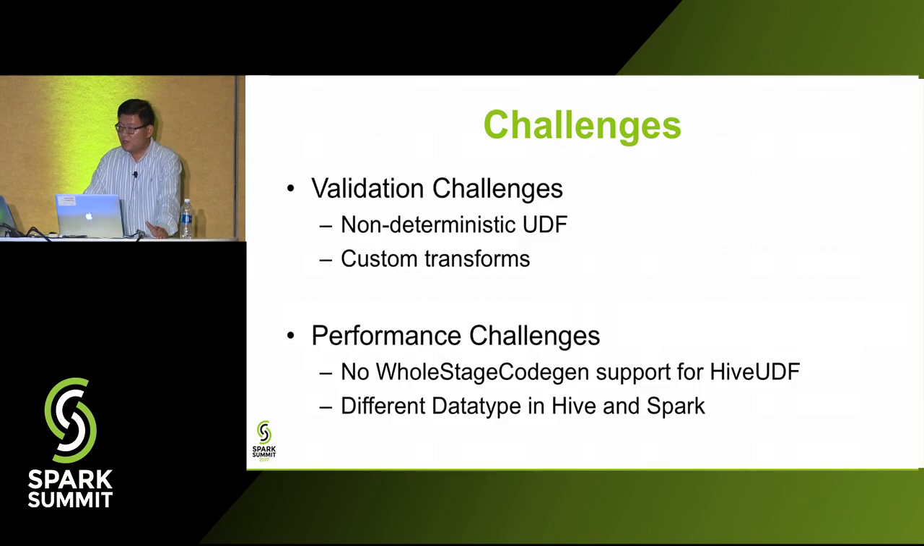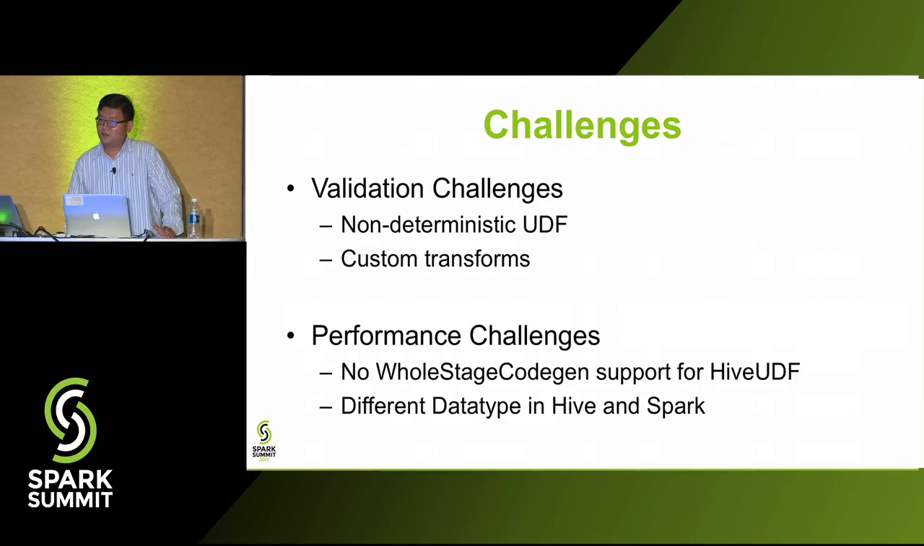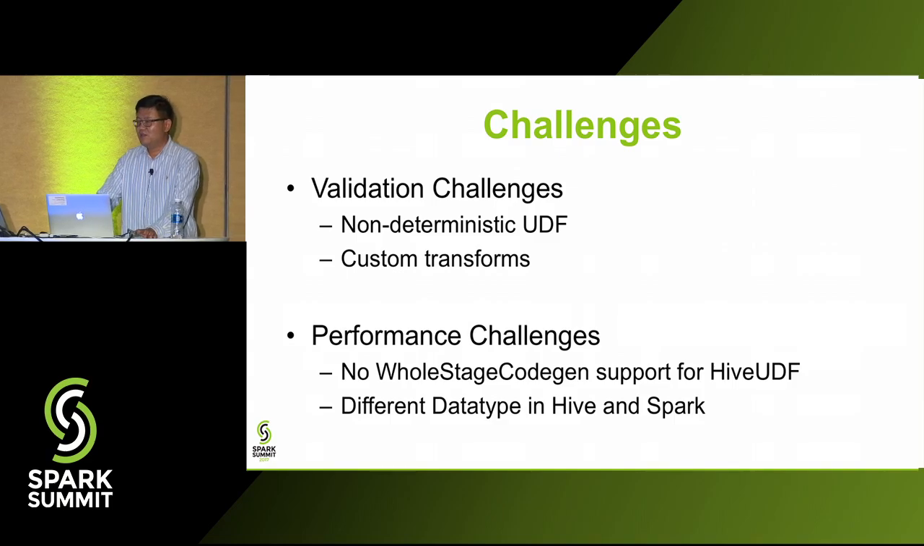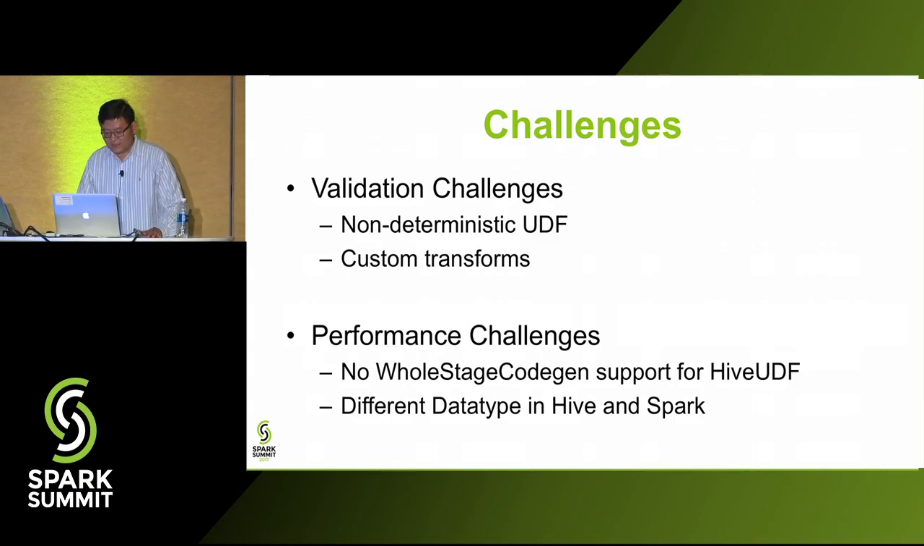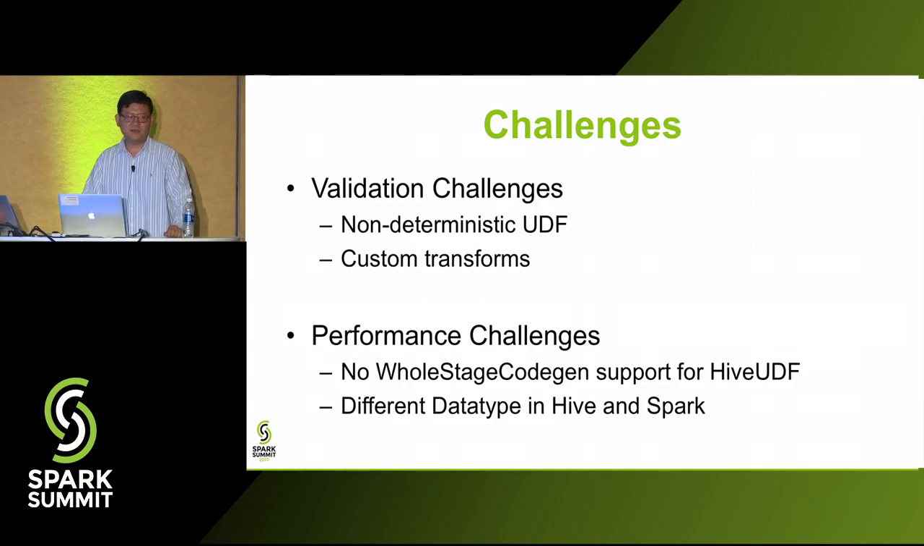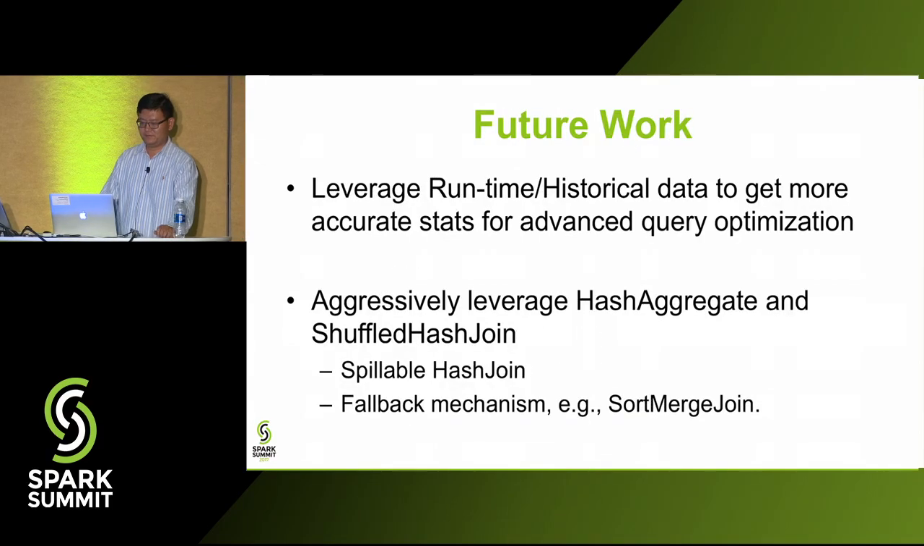Performance challenge: because we migrate the workload from Hive to Spark, we definitely use Hive UDFs. But there's no whole stage codegen support for Hive UDFs. If the job is simple, the data conversion between Hive and Spark actually dominates. We have to do the wrapper and unwrapper for every Hive operator. It's hard to beat Hive for the simple job.